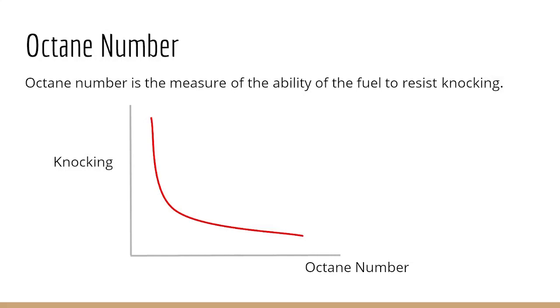First, let's start with octane number. Octane number is the measure of the ability of the fuel to resist knocking. We can also see from the figure that as the octane number rises, fewer are the chances of knocking. That is, the fuel can withstand higher compression without getting self-ignited.